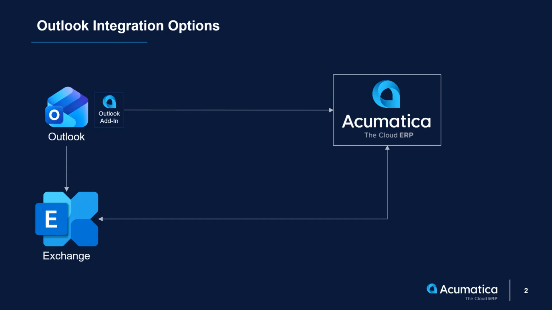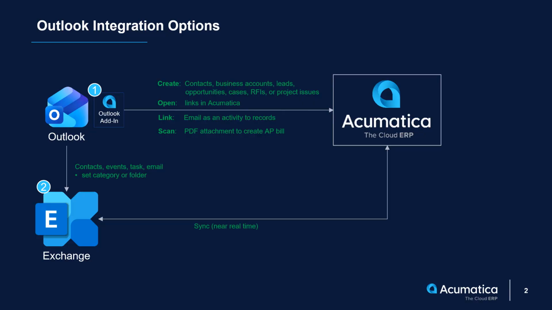Outlook integration. Acumatica works with Outlook using a plugin or Exchange. The plugin is the easiest and most efficient mechanism to push data from email to Acumatica in a couple clicks. Exchange integration synchronizes contacts, events, tasks, and email with Acumatica in near real time when you assign a category or move email to a specific folder.